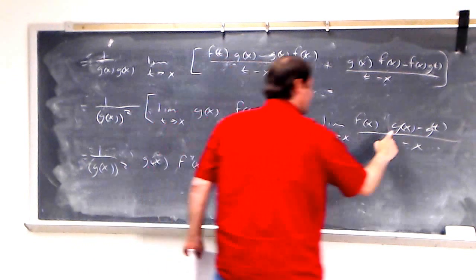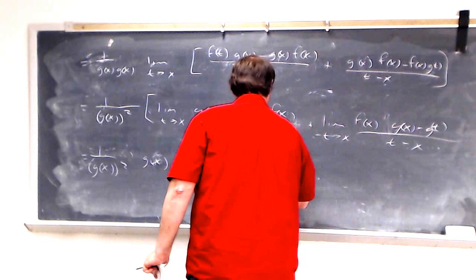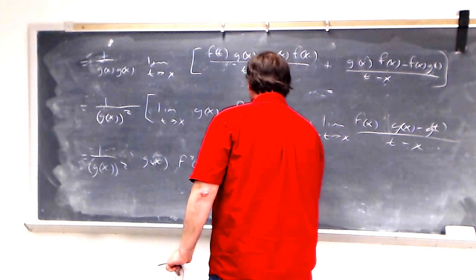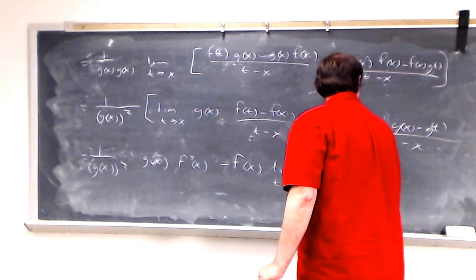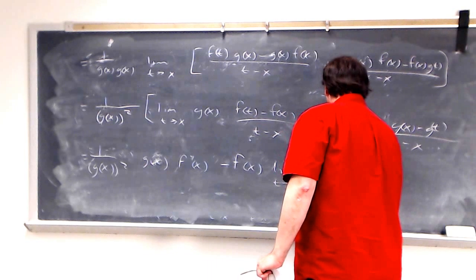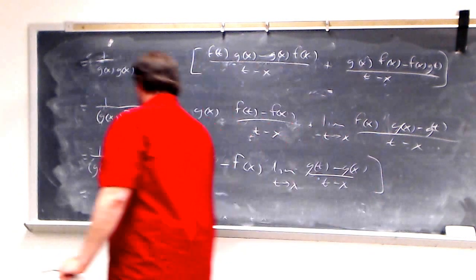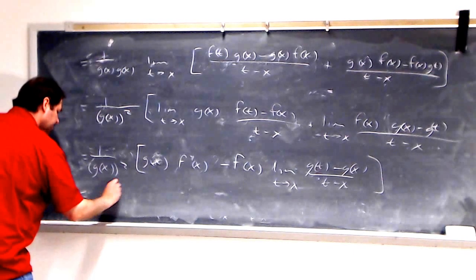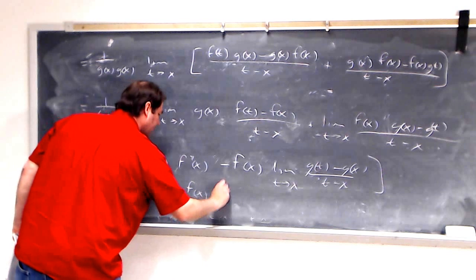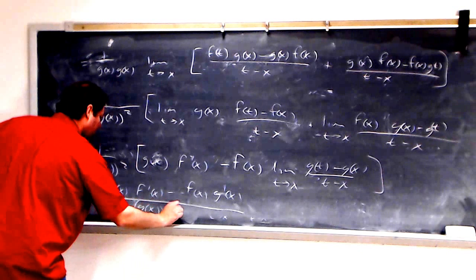And here, the limit as t goes to x of g of x minus g of t over t minus x. I can rewrite that as the limit as t goes to x of minus. Well, let's just pull out the minus in front of the f of x, and that would leave a g of t minus g of x all over t minus x. And therefore, we get, this is all times the 1 over g of x squared. This ends up being g of x and f prime of x minus f of x, this is g prime of x, all over g of x squared.